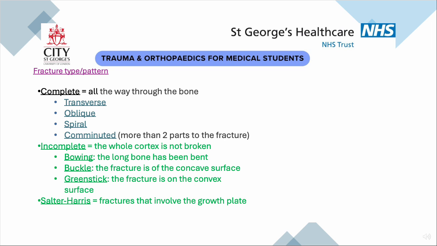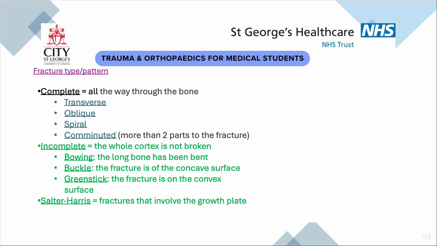So, fracture pattern and the type of fracture. These are just a few buzzwords that we can put into describing a fracture that can help convey the type of injury the child has had. First of all, a complete fracture goes all the way through the bone, and that can be transverse, oblique, spiral or comminuted. Comminuted means that there are more than two parts to the fracture.